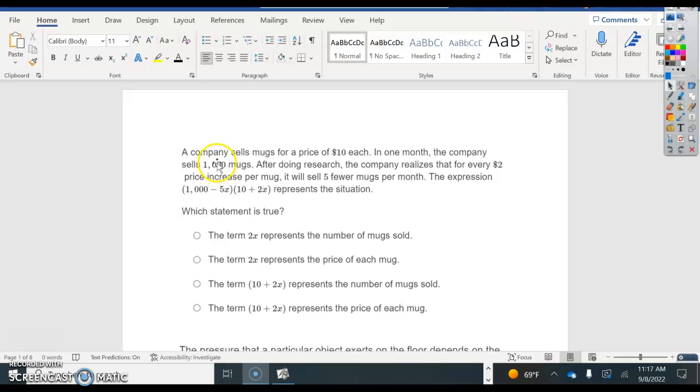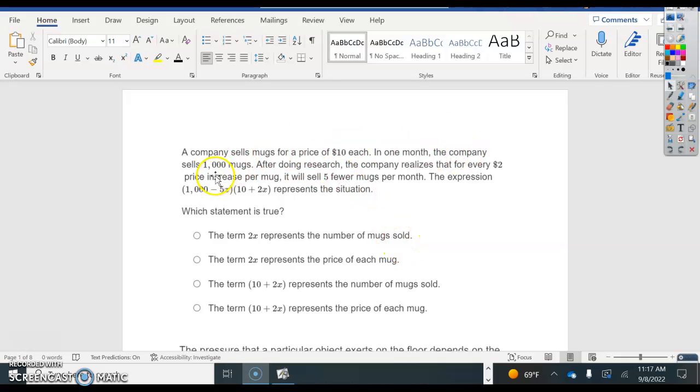All right, so this question says a company sells mugs for a price of $10 each. In 1 month, the company sells 1,000 mugs. After doing research, the company realizes that for every $2 price increase per mug, it will sell 5 fewer mugs per month. The expression (1,000 minus 5x) times (10 plus 2x) represents the situation. Which statement is true? All right, so the first one says the term 2x represents the number of mugs sold.